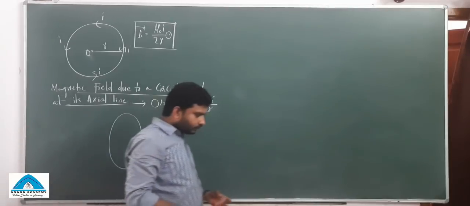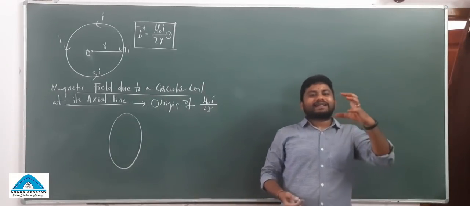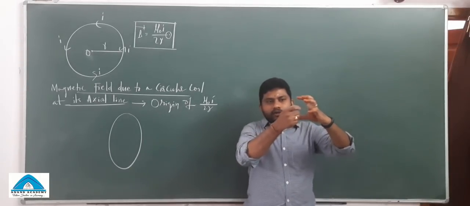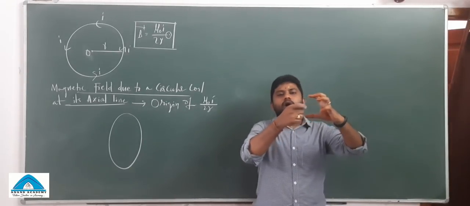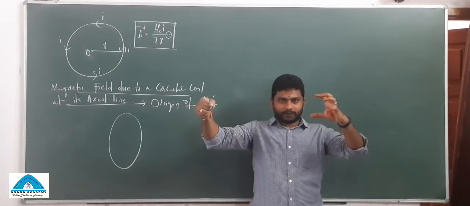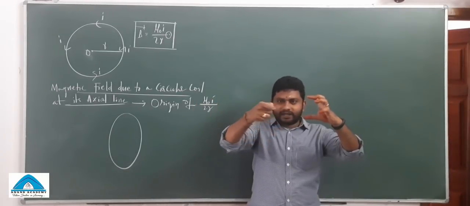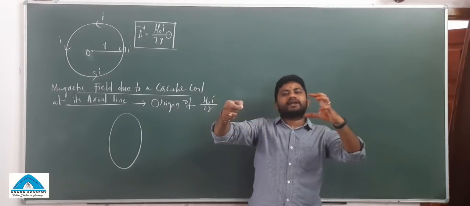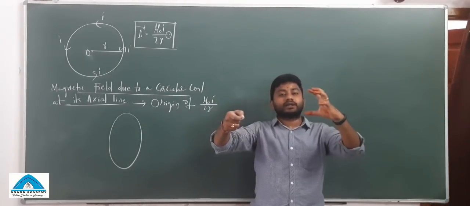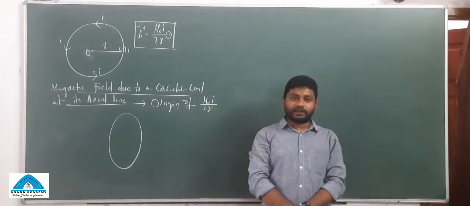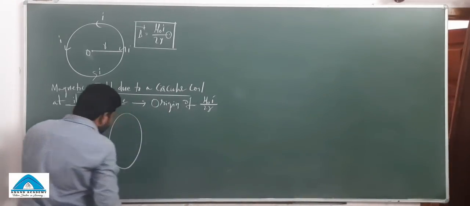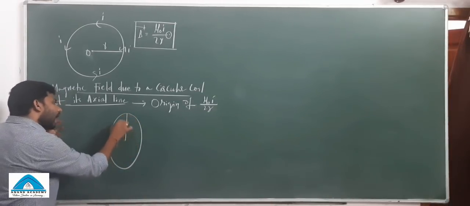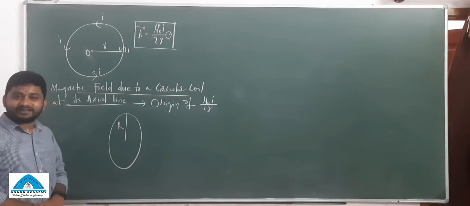Imagine you have a circular wire, just a ring. There is a center. From the center, you draw a horizontal line in this way. That's called the axial line. At any point on the axial line, due to this current carrying ring, we are going to find out the magnetic field. Imagine your ring is this one, which has the radius r. Radius of the circular ring is r.